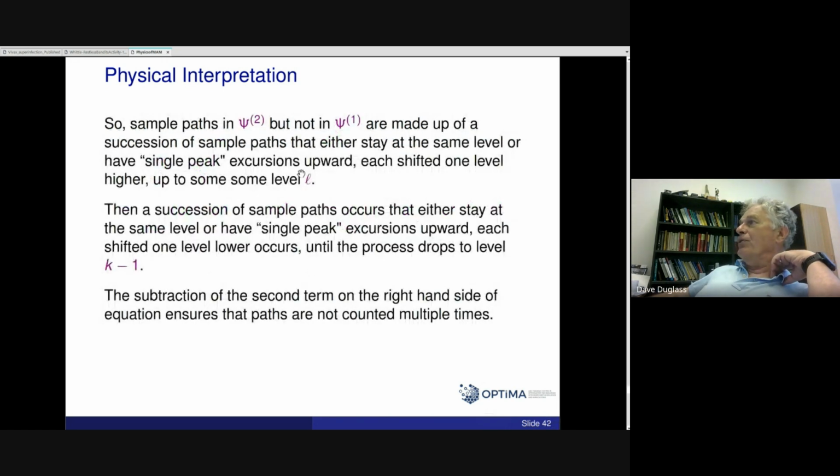What these sample paths do, the sample paths in psi2, not in psi1, they're a succession of sample paths that either stay at the same level or have a single peak excursion upward. They're each going one level higher, up to some level L. And then you have a succession of sample paths that either stay at the same level or have a single peak excursion upwards, each shifted one level lower until it gets back to K minus 1. And that second term is really there just to ensure that we don't do multiple counting. The actual argument about why you're not doing multiple counting is pretty complicated, and I'm not going to try and go into it. I just hope that you take my word for it, that that's what the second term does.